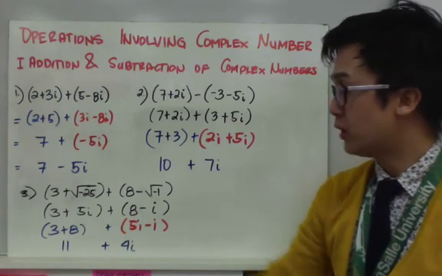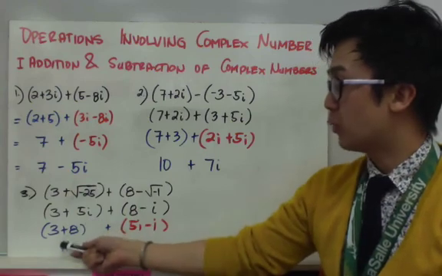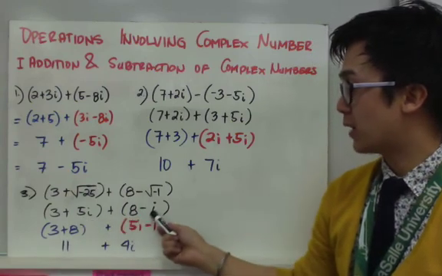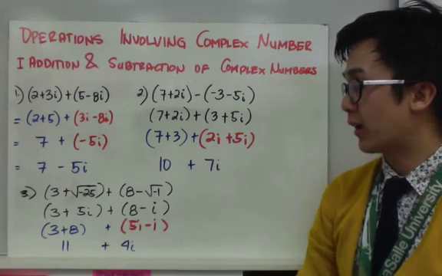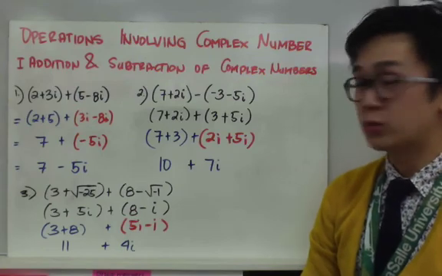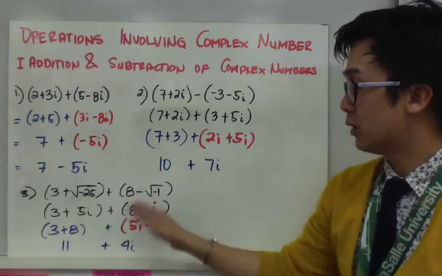So the real part first, we have 3 and 8, which is equal to 11, and 5i minus i, which is 4i. So that is the sum of the two complex numbers for number 3.